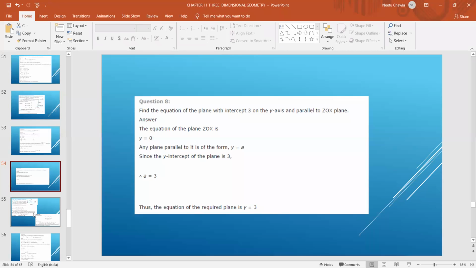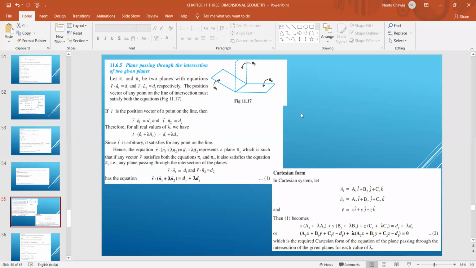Now moving to the next topic. In your books, you can find it on page number 485 and 486. Plane passing through the intersection of two given planes. We are given here two planes. You can see here a pi1 plane is given and a pi2 plane is given. We have to find the equation of this plane pi3 which is passing through the intersection of these two planes. So let us see how we are going to do this.